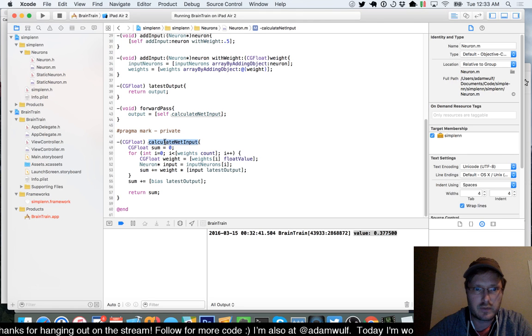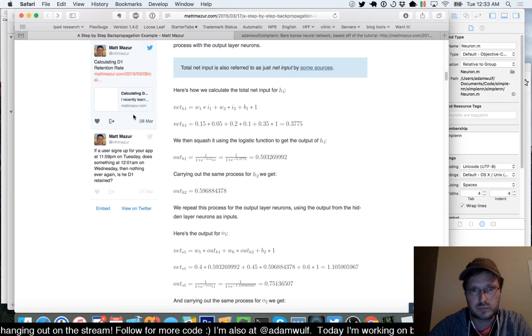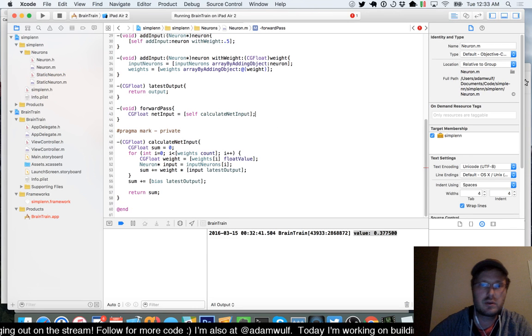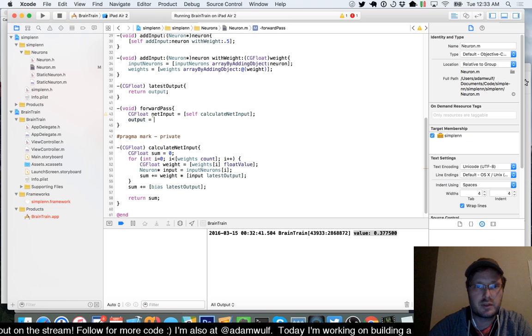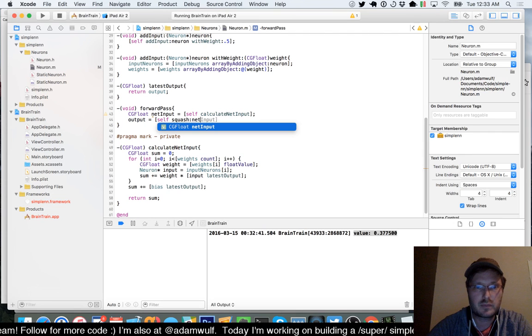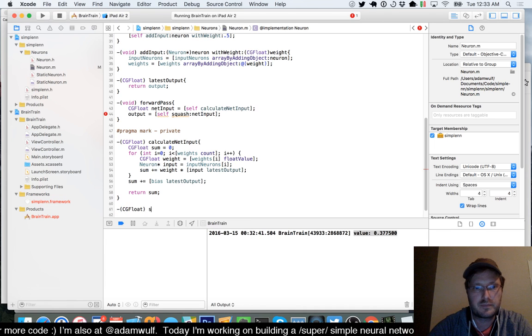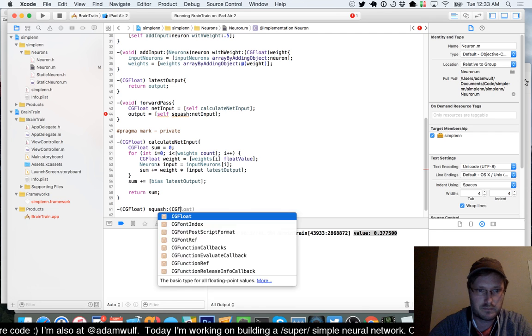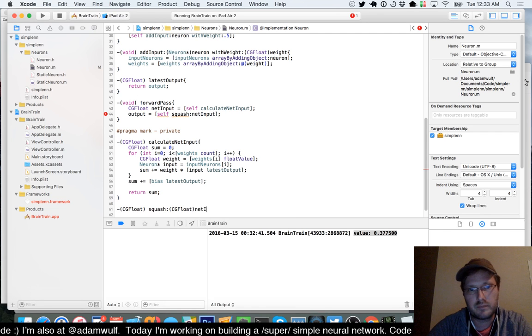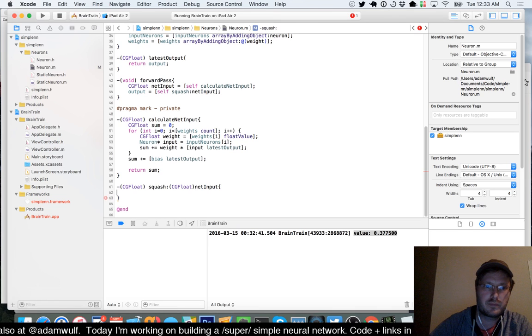So then our output is, we have calculate net, so this is CGFloat. We call it net input. And output is equal to self squash the net input, right? And so then the squash function here, oops. Right? Pretty good.